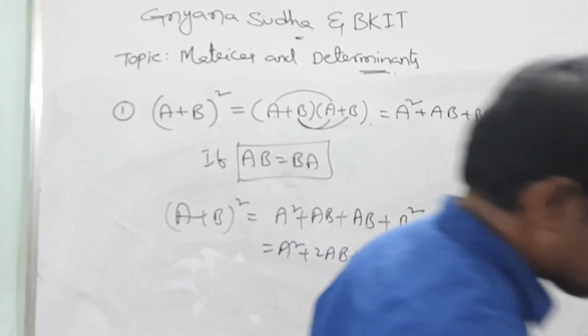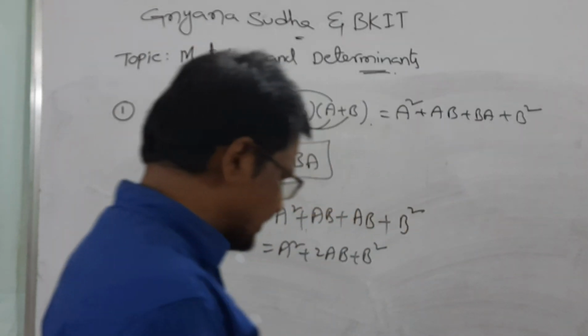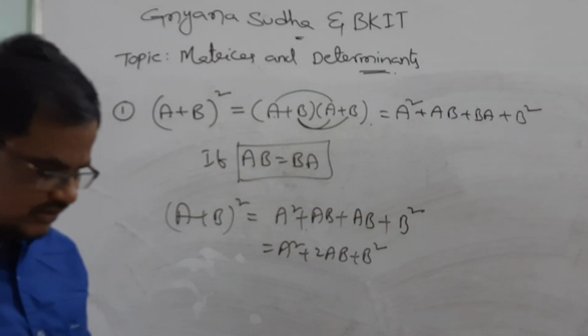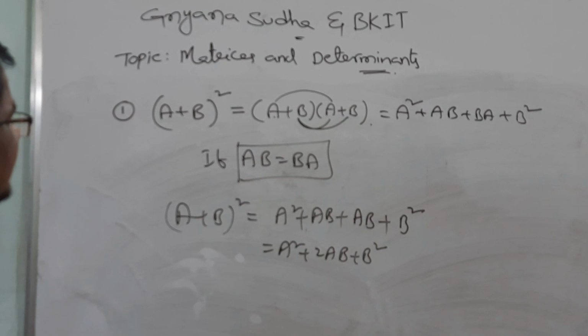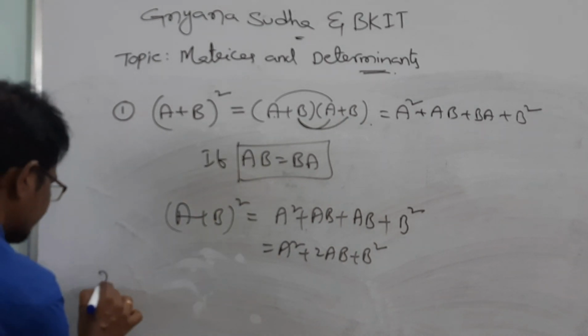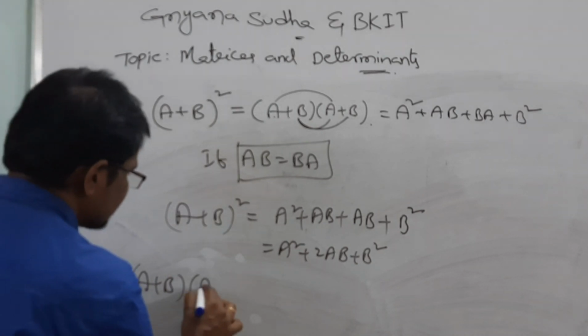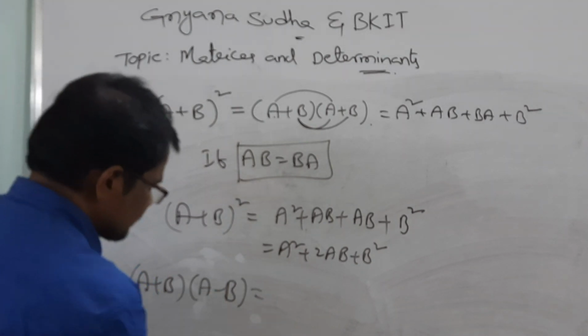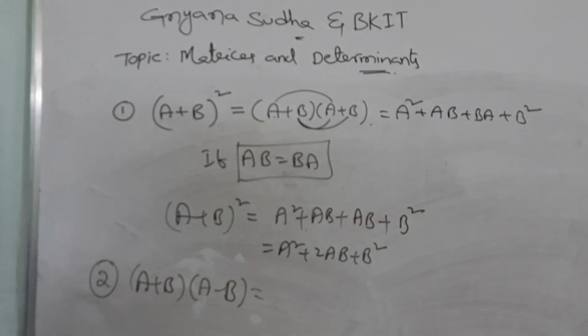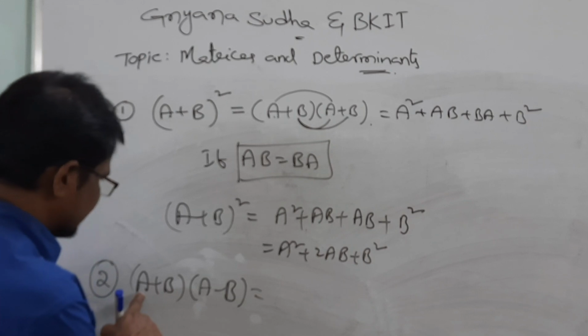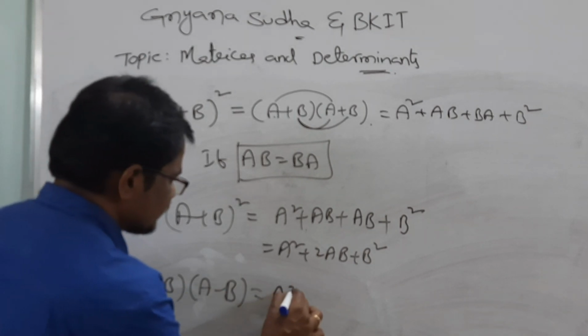Next one, (A plus B) into (A minus B) is given. So how to do it? A plus B into A minus B given means we have to multiply A into A, which is A square.